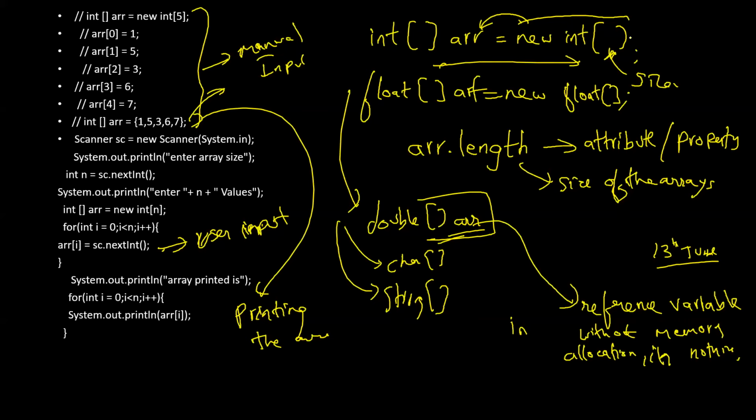The thing is, you can define the size, you can define the data type, and there's something called arr.length which will tell the size of the array. And these are the reference variables, and these are the things which I wanted to tell and I told.